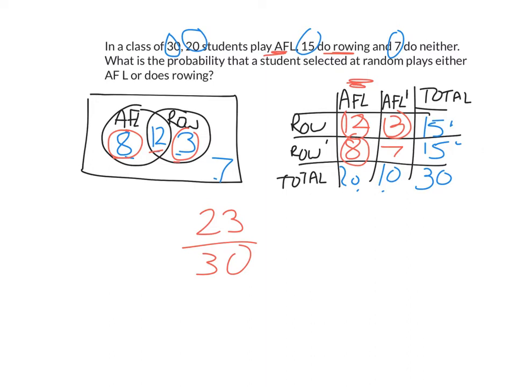So this would also enable us to answer other probability questions, like what's the probability that a student plays AFL but does not row? That's not immediately obvious from the information given. So the probability that a student plays AFL but does not row, that would just be 8 over 30 or 4 over 15. Okay, so two-way tables and Venn diagrams just help us with probability calculations. I'll now go through tree diagrams.